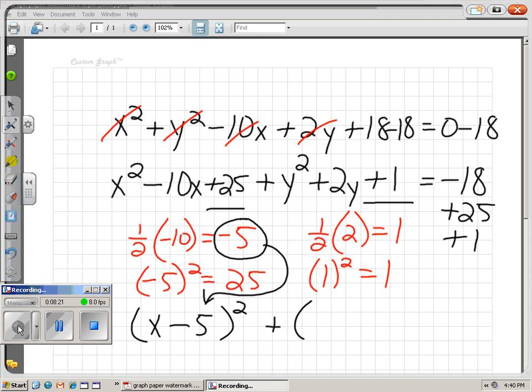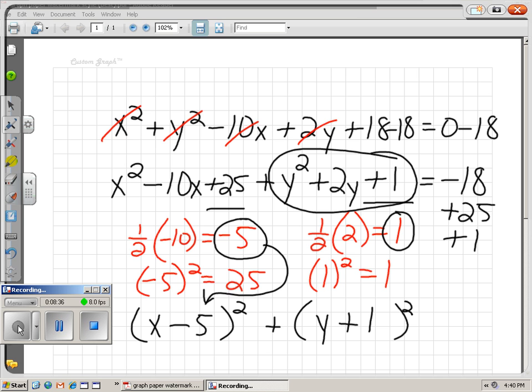Okay, so I am completing the square on the y. What number goes there? You remember the little trick. It's going to be a positive 1 goes there. So y plus 1 squared is what this factored down into, and x minus 5 squared is what this factored into nicely. We added the perfect number.